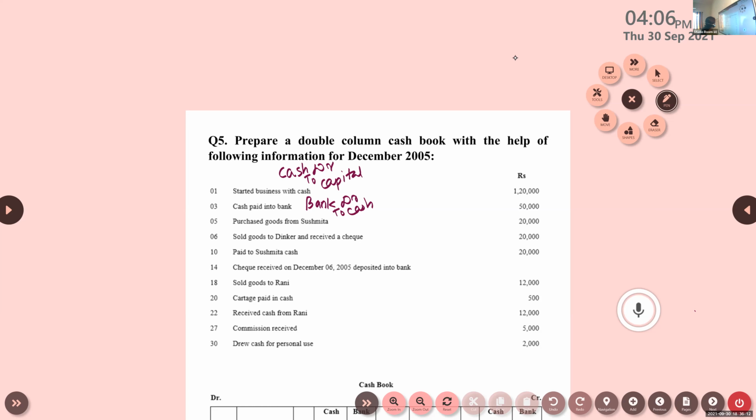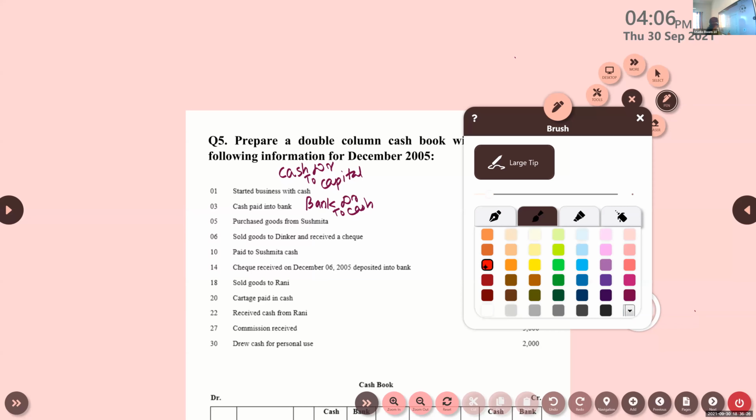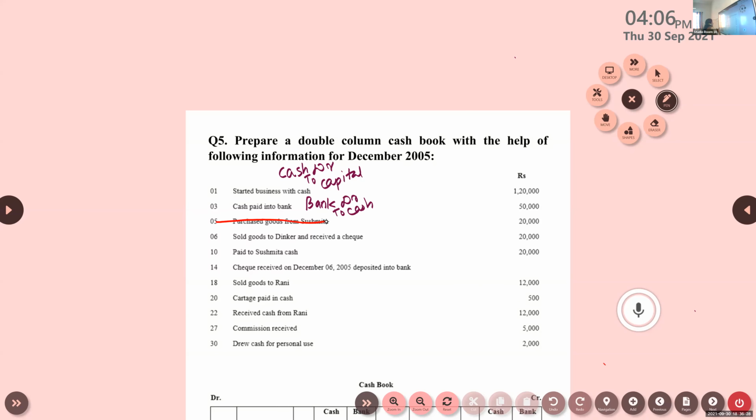Purchased goods from Sushmita. Is that a cash transaction? No. No, it is a credit transaction. So we should not write it here. This is not required because it is a credit transaction. So where do we write it then? Which book will you write that in? Anish, which book are you going to write about this? Purchase book. Very good. Purchase book.